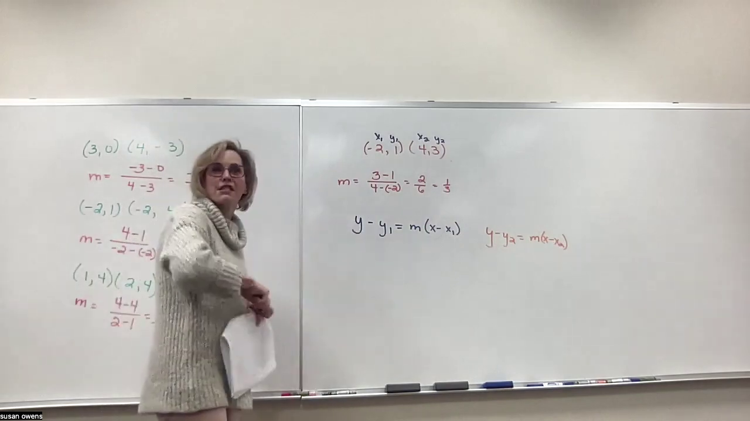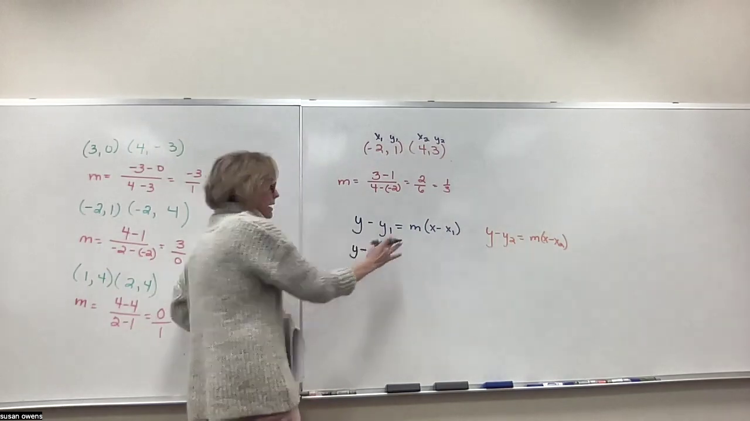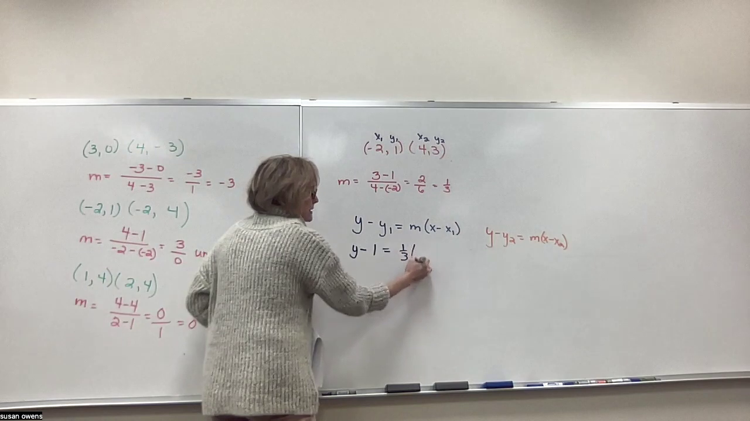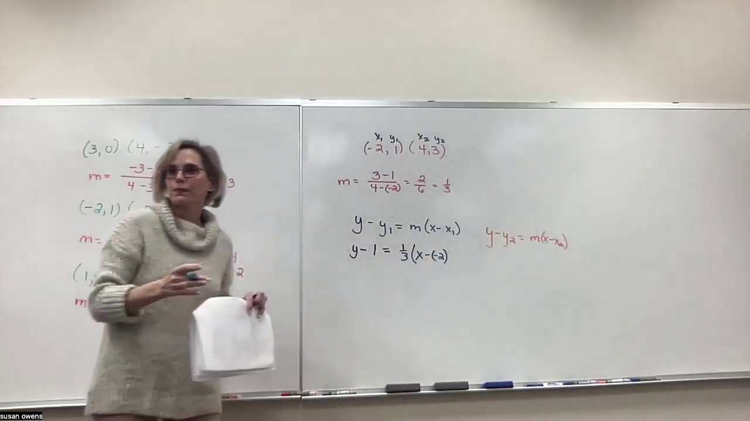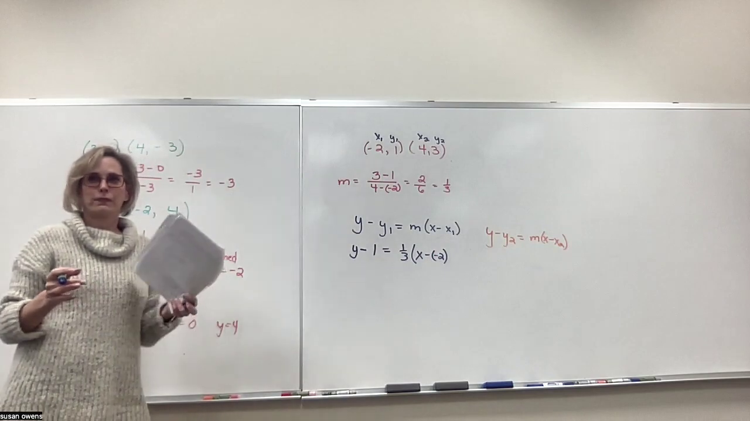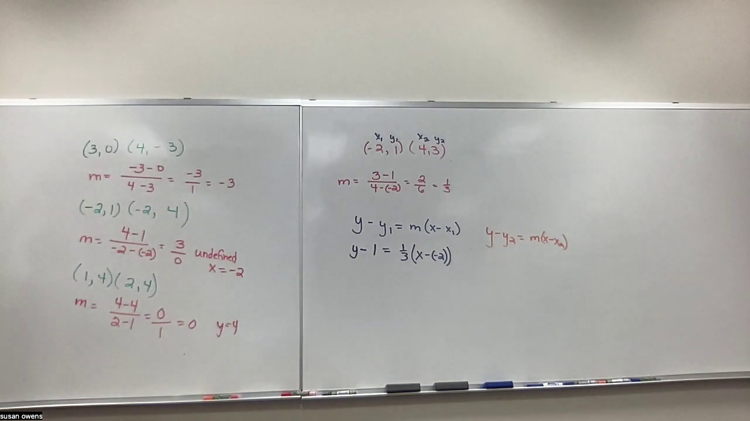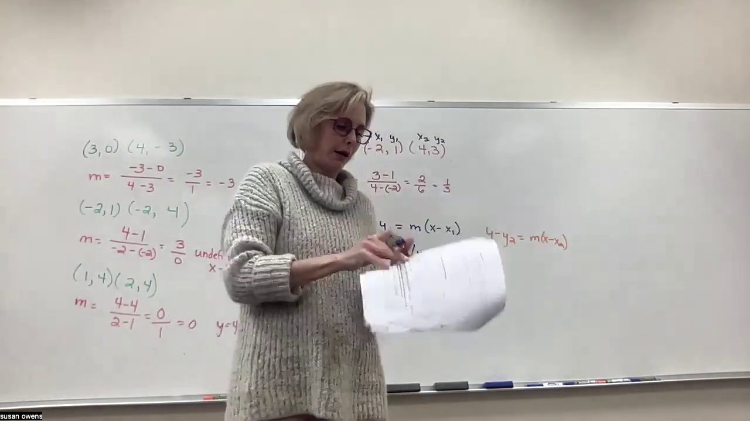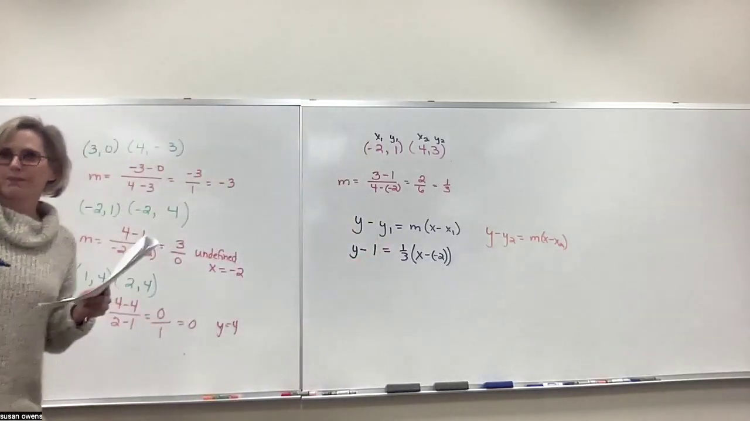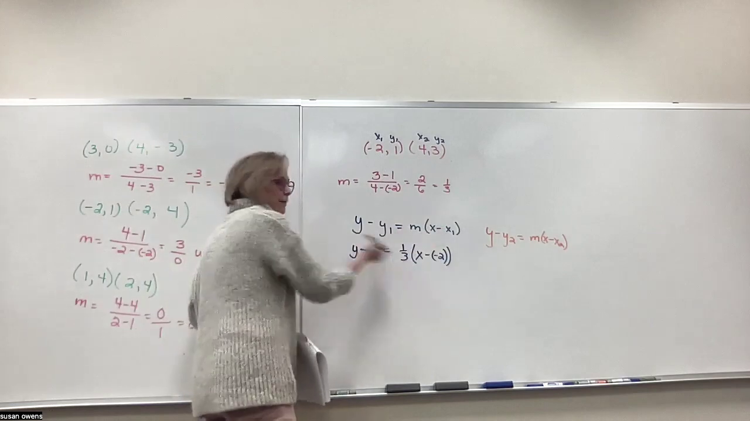So y just stays a y. Minus y1, 1, equals m, we just found m, 1/3 times x stays an x, minus x1, -2. Is everybody good with what I just did there? All right, Cam, talk to me. What is it? Okay, so here's my original points, right? All right, and before, on the other page, I wrote that equation. Okay, I used that point slope equation because I have a point and I have a slope. All right, so I just plugged in my y1, my x1, and my m.